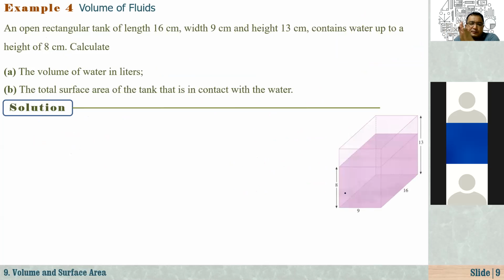Okay, another example. Celine, can you read this question for us? Yes. An open rectangular tank of length 16 centimeters, width 9 centimeters, and height 13 centimeters contains water up to a height of 8 centimeters. Calculate the volume of water in liters. B, the total surface area of the tank that is in contact with the water. Thank you.